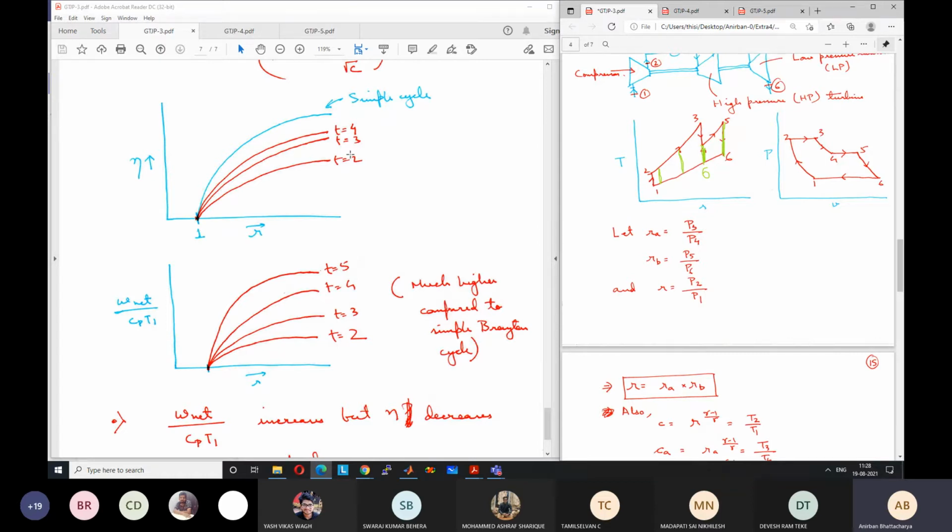Then if you keep on increasing the temperature ratio, it will keep on increasing. T equal to 3 will look like this, T equal to 4 will look like this. If you keep on increasing further and further, it will increase, but the change will become lower. So it will never reach the simple Brayton cycle efficiency. It will be much lower than the simple Brayton cycle efficiency.